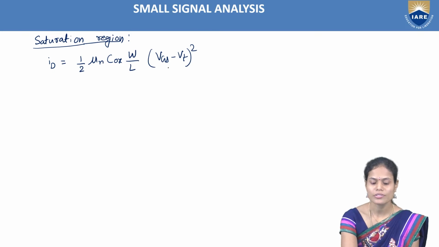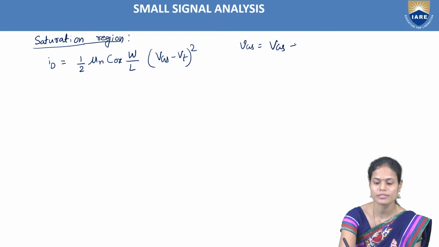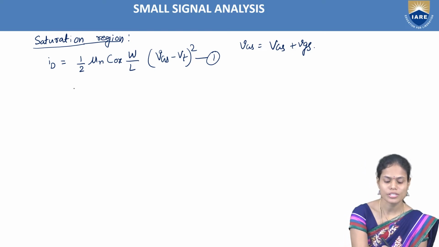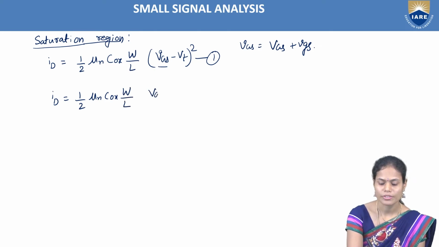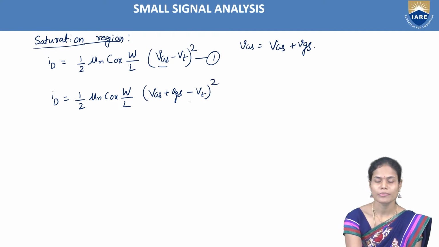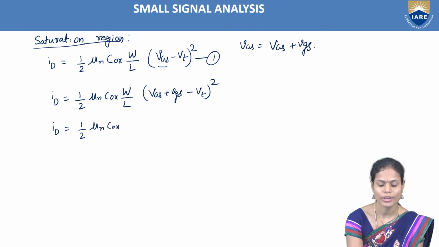So in this particular case, in the place of VGS, we are considering both the AC as well as DC signals. That is vGS equal to capital VGS plus small vgs. So now I am taking this as the first equation, and in the first equation, I am going to substitute for vGS. So this will become iD equal to 1 by 2 mu n COX W by L into capital VGS plus small vgs minus VT whole square. Next, I am rearranging this equation as iD equal to 1 by 2 mu n COX W by L into VGS minus VT plus small vgs whole square.